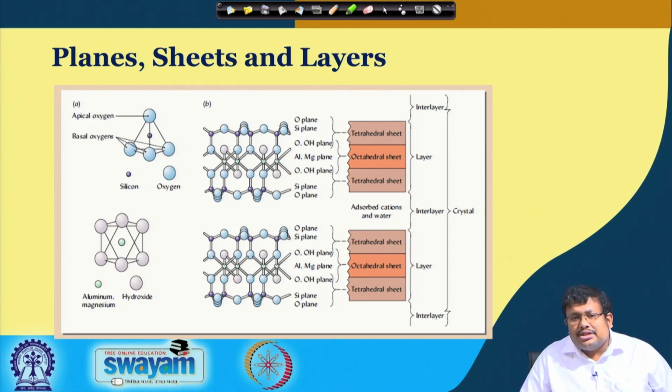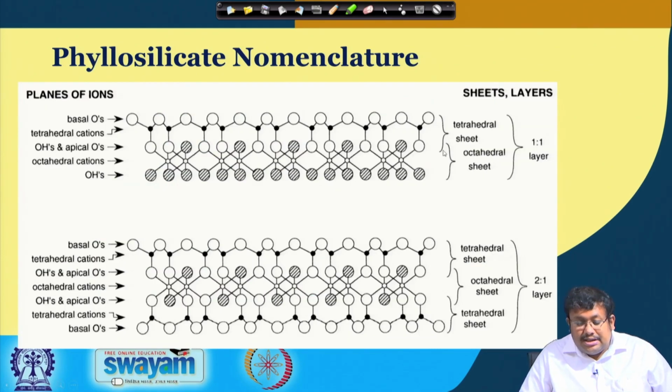Now, when there will be one tetrahedral sheet and one octahedral sheet, it will be called a 1:1 type of clay mineral. However, since here the octahedral sheet is sandwiched between two tetrahedral sheets, it is known as the 2:1 type of clay mineral. So, phyllosilicates nomenclature, as I have just told you, is based on the number of tetrahedral sheets and octahedral sheets joined together. As you can see here, the 1:1 layer is composed of one tetrahedral sheet and one octahedral sheet, whereas the 2:1 layer is composed of one octahedral sheet sandwiched between two tetrahedral sheets.